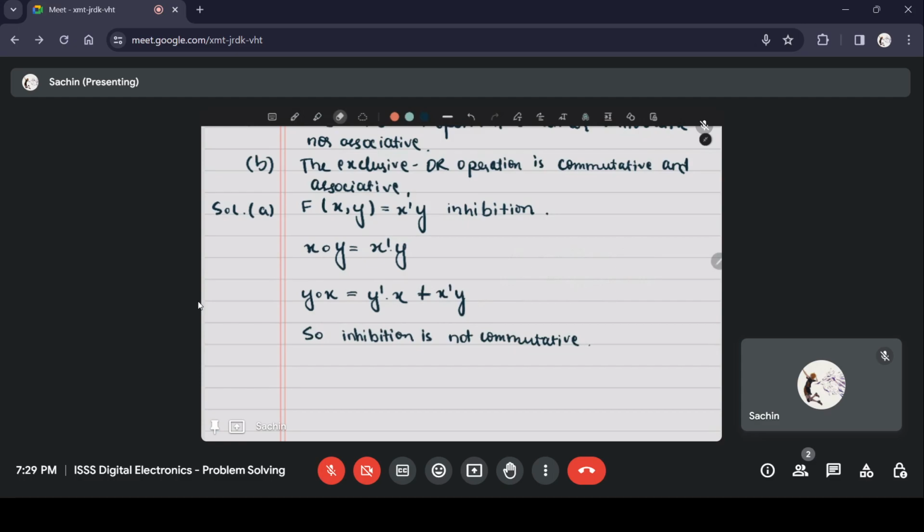Next we have to check associativity, and for that we'll check x circle y performed first, then circle z. So this is (x prime y) circle z. This is x prime y complemented and ANDed with z, which is nothing but (x plus y prime) and z, xz plus y prime z.